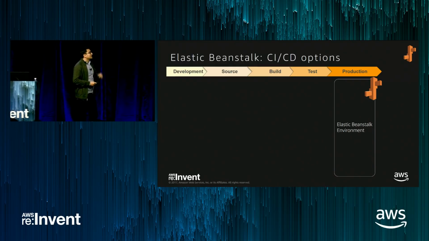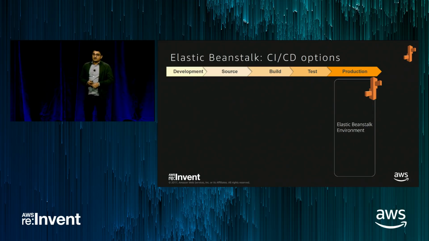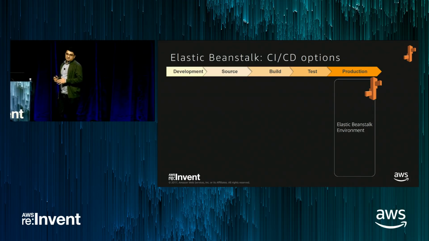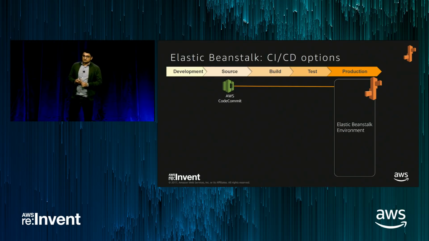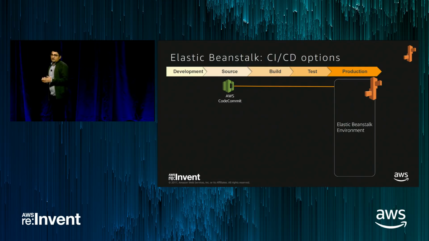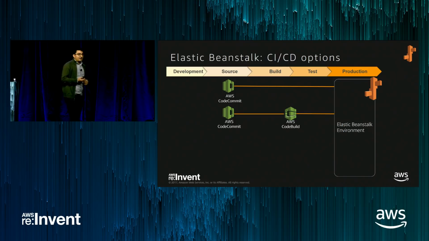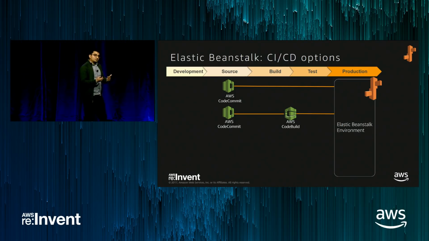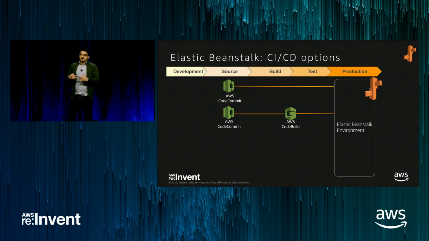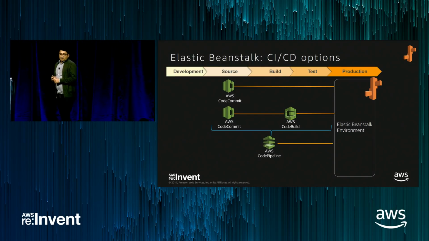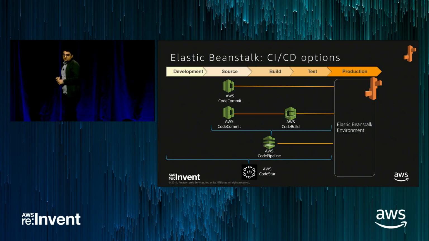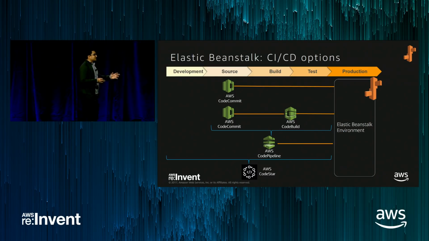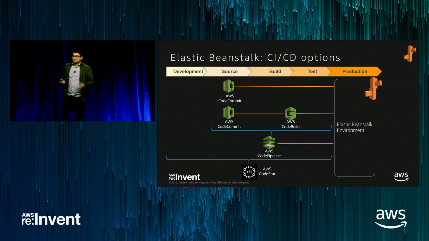Elastic Beanstalk integrates with many CI/CD solutions out there. Here I'll just cover some of the AWS services. For example, AWS CodeCommit. You can directly use source from your CodeCommit repos and deploy it on Elastic Beanstalk. You can also have a mix of CodeCommit and CodeBuild. You can use CodePipeline, which helps you manage CodeCommit and CodeBuild as well. Or you also have integration with CodeStar, which helps you to have projects where you can do development and the complete CI/CD life cycle.